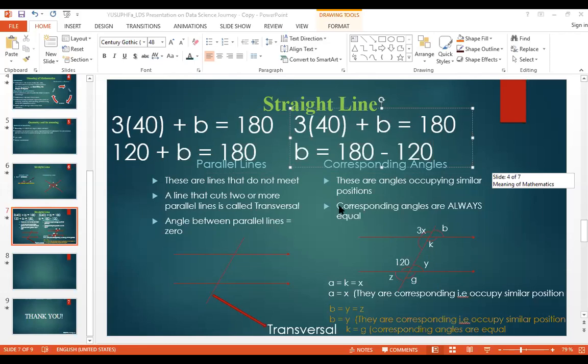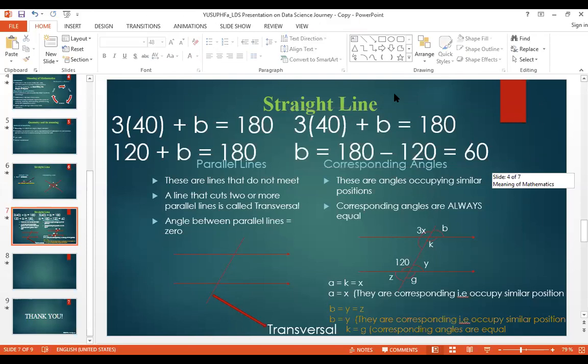Do you understand this? 180 minus 120. Okay, that's good. And that's equals to 60. That automatically makes b equals to 60. Now, we have gotten one. The moment you get one for this kind of question or diagram, you have gotten the whole answer.